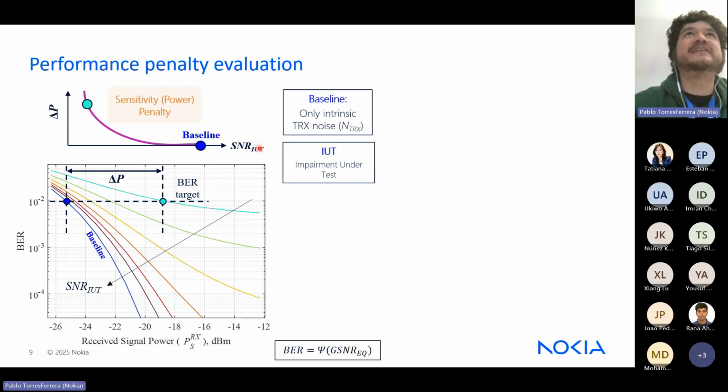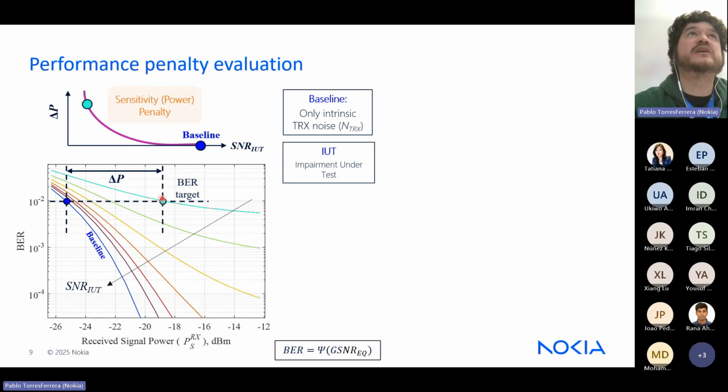Then we have a given impairment under test. It could be reflections, it could be optical noise, it could be filtering, it could be whichever of the impairments that I mentioned before. And then we start getting the performance worse and worse by increasing this impairment and thereby reducing the SNR associated with this given impairment. And as you can see here at the BER target, we start cutting this, computing these points.